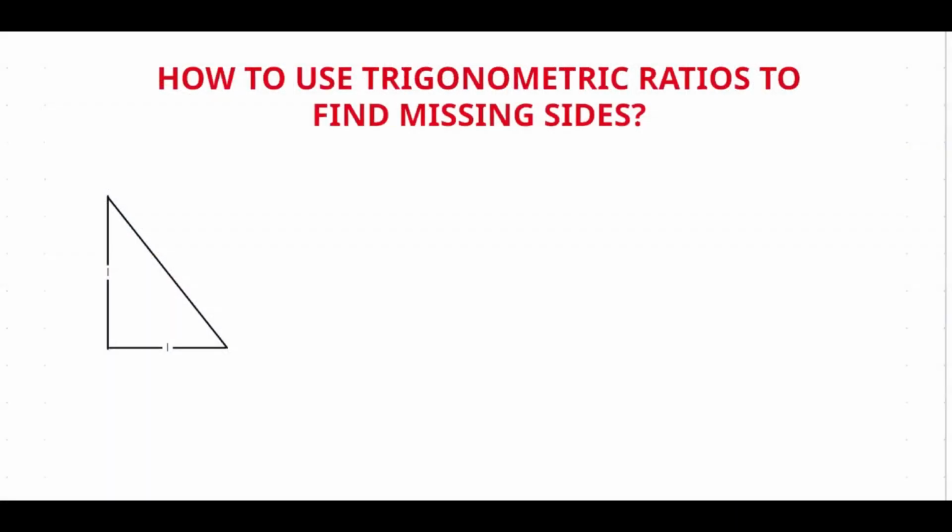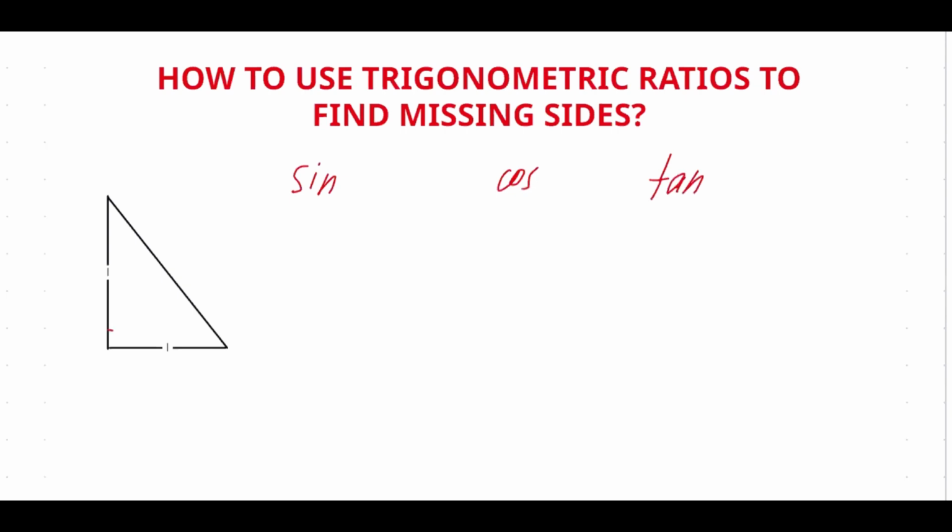Let's see how to use trigonometric ratios to find missing sides. And before we start, let's revise what trigonometric ratios are. So we have sine, cosine, and tangent. And these ratios help us to work with right triangles.